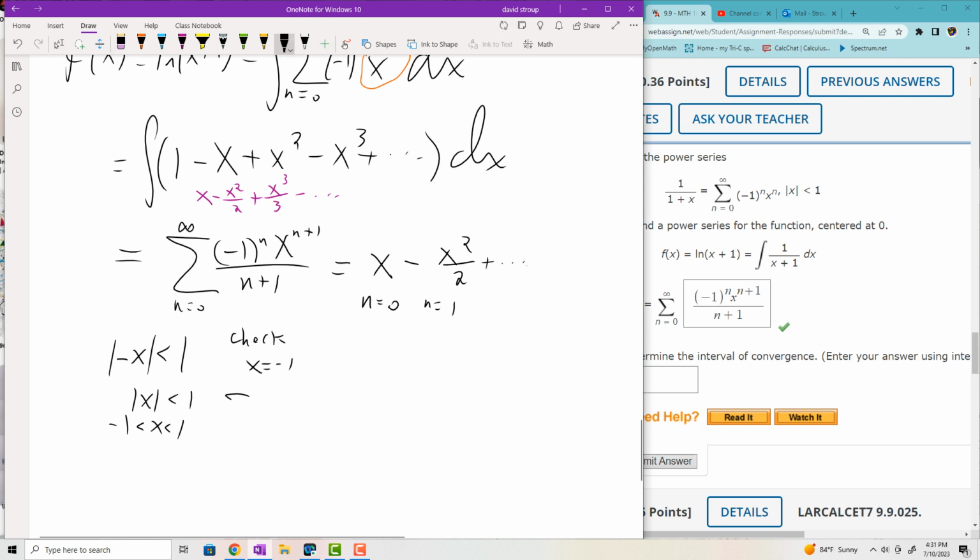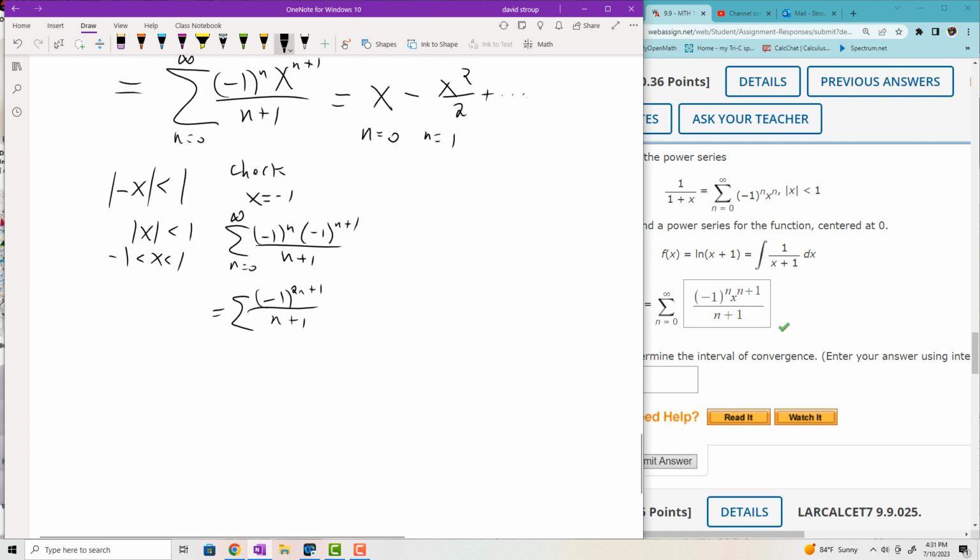So for negative 1, we have the series negative 1 to the n times negative 1 to the n plus 1 all over n plus 1. Okay. What the heck is that thing? So that's the series negative 1 to the 2n plus 1 all over n plus 1.